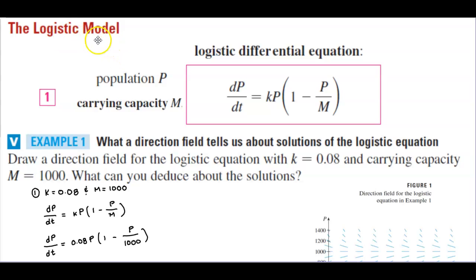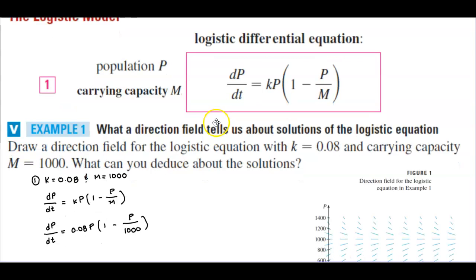Now the logistic model has definition number 1. This is the logistic differential equation. P is the population and M is the carrying capacity. So equation number 1 would be dP divided by dt, which is equal to the constant K times the value of the population times the quantity 1 minus the population divided by the carrying capacity.